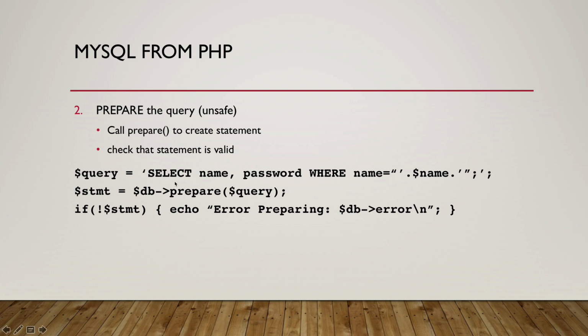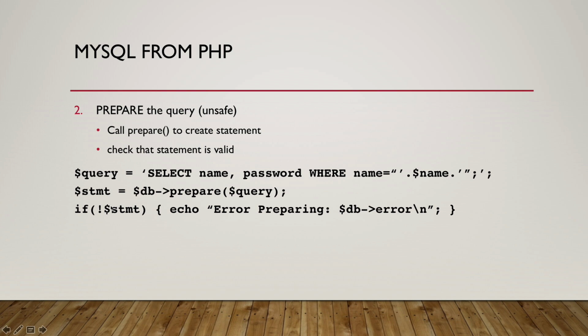Once we have the query set, we call db prepare, and prepare takes that query and gets it ready to go. And it will return back a statement object. I usually just abbreviate that STMT. So we prepare, and the statement object that's returned goes into this variable. The first thing you want to do is check that it's valid. So if we just say if not statement, that means we didn't get it back, and we need to say what went wrong. So we say error preparing, and we look at DB error for that, because the error will be on the database object.